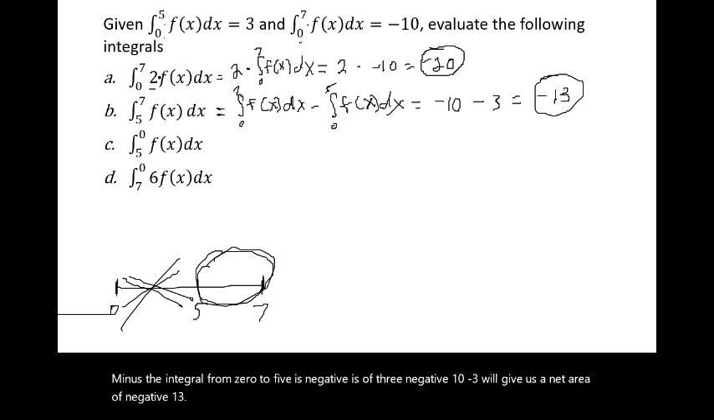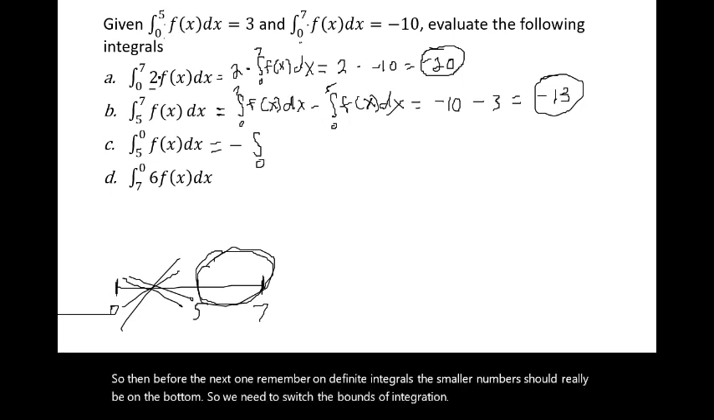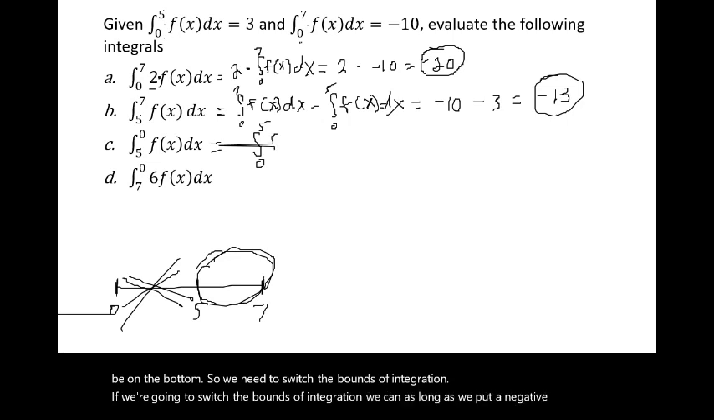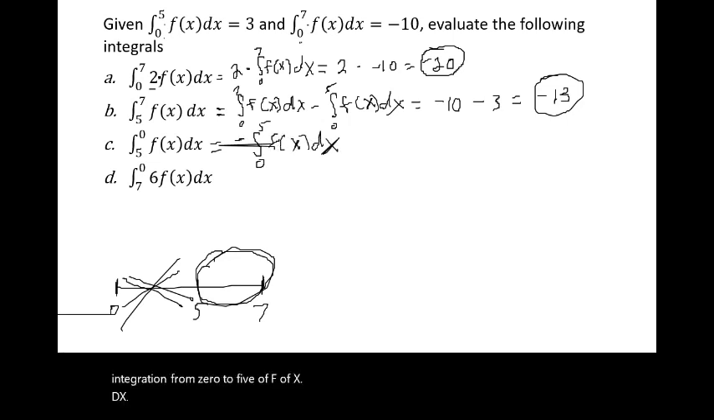So then for the next one, remember on definite integrals, the smaller number should really be on the bottom, so we need to switch the bounds of integration. If we're going to switch the bounds of integration, we can, as long as we put a negative sign in front. So I'm going to put a negative sign in front, and I'm going to switch the bounds of integration from 0 to 5 of f of x dx. So the integral from 0 to 5 is 3, but since we needed to switch the bounds of integration, it is actually a negative 3.